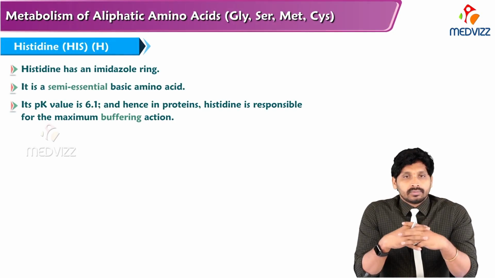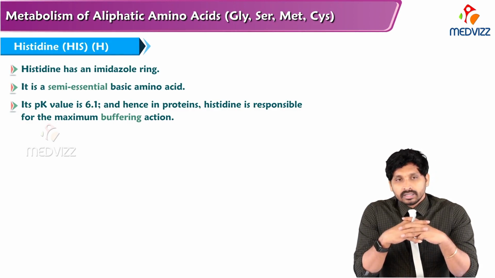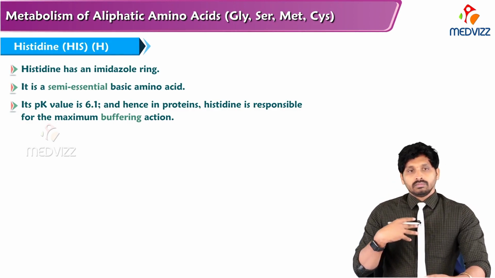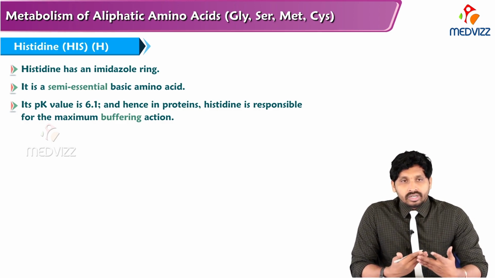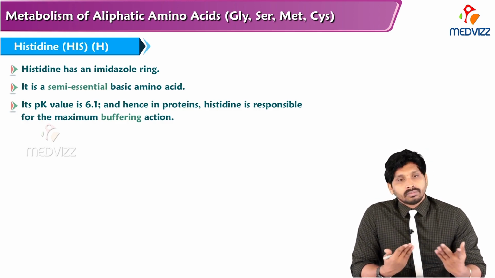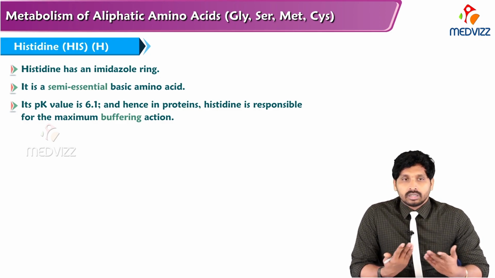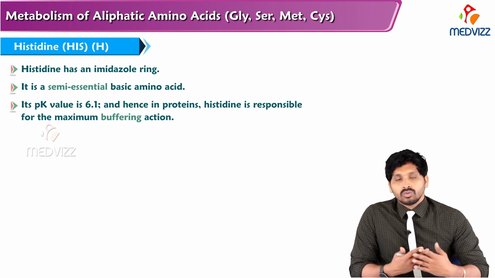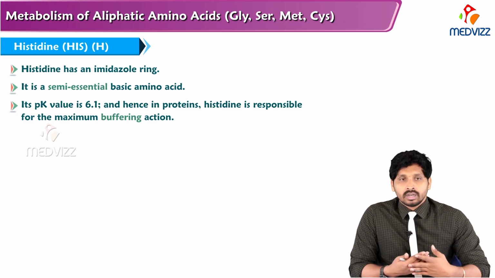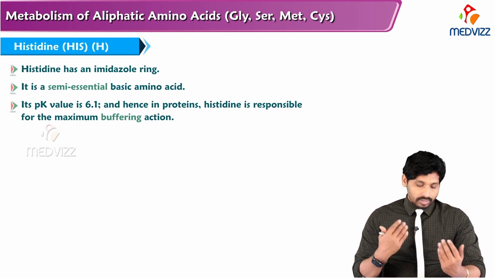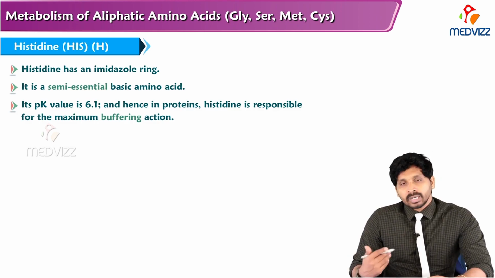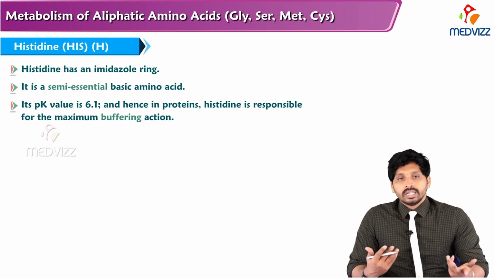Hello everyone, myself Dr. Suresh, Professor of Biochemistry, and in this video we'll talk about the basic amino acid metabolism, amino acid histidine. There are three basic amino acids: arginine, lysine and histidine, and some textbooks may consider histidine as one of the aromatic amino acids, but being basic in nature, we can take histidine under basic amino acids. So we'll see how histidine is metabolized in our body, because histidine is semi-essential.